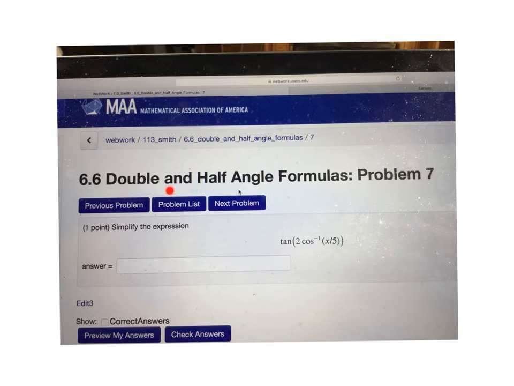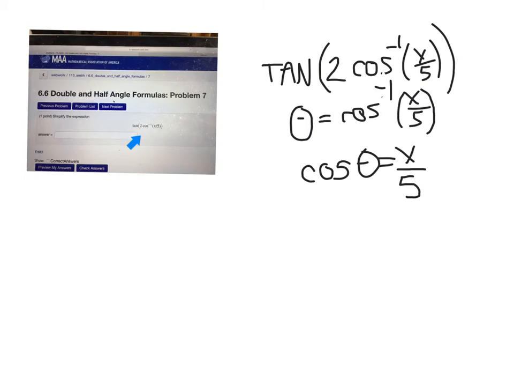Let's work this WebWork problem, double and half angle formulas, problem 7. We're going to find tan of 2 arc cosine x over 5. Here, we make the substitution theta equals arc cosine x over 5. So taking cosine, we get cosine theta equals x over 5.